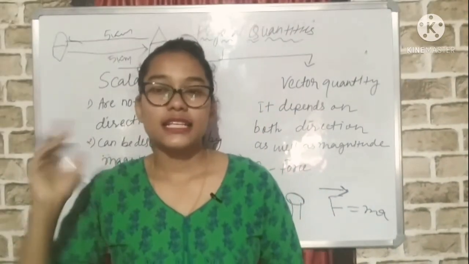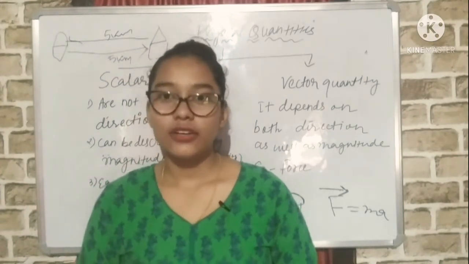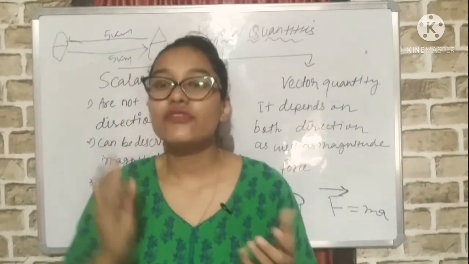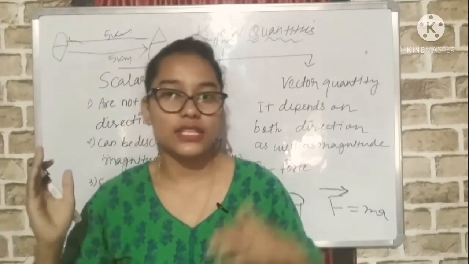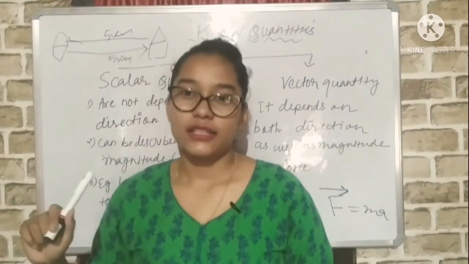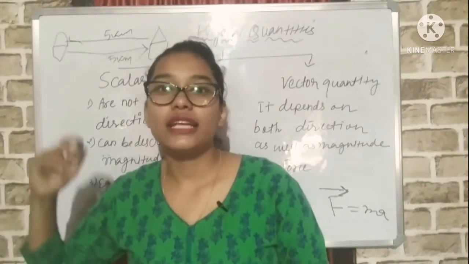So, is it clear about physical quantity? See, what is physical quantity? Anything, those things which can be measured are called what? Physical quantities. Again, physical quantity is divided into scalar quantity and vector quantity. Scalar quantity, what happened? It depends on magnitude and it does not depend on any direction.